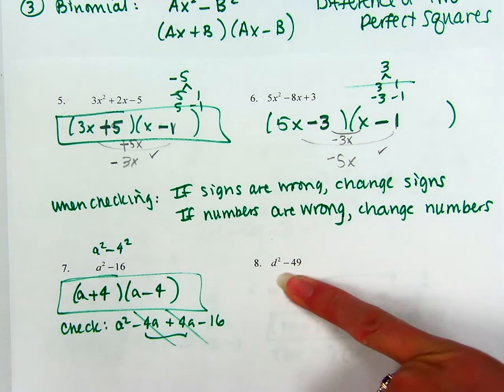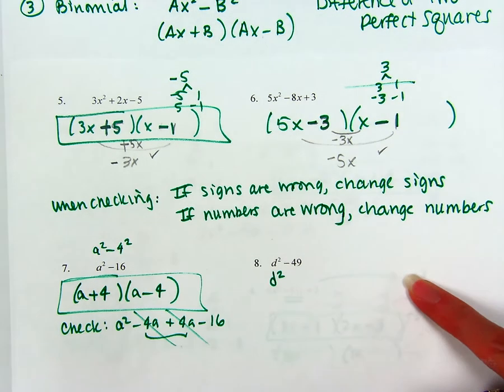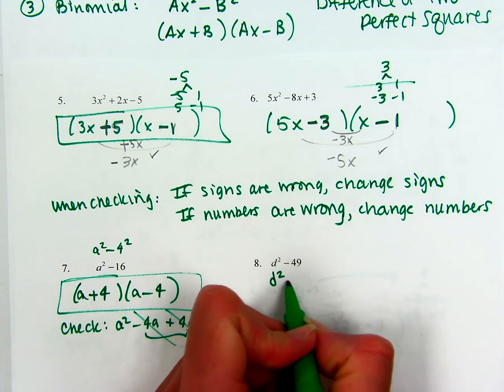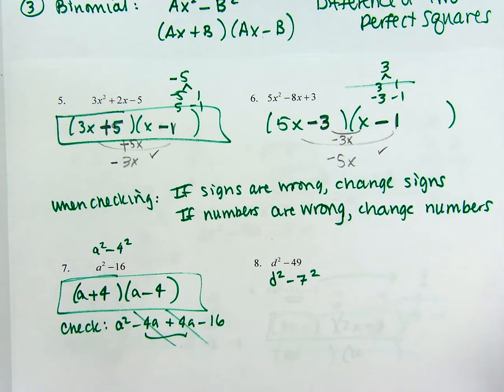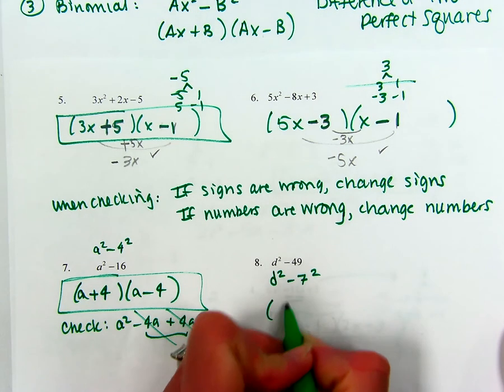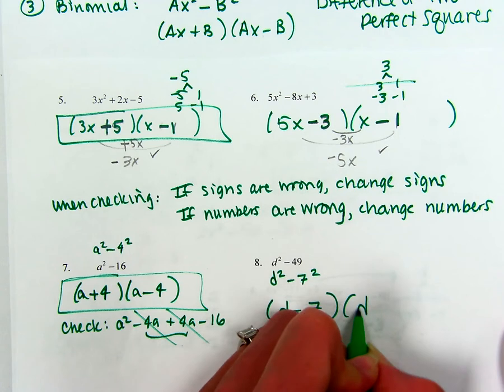All right, so what's being squared here? Well, d times d gives me d squared. 7 times 7 gives me 49, so that must be 7 squared. So this tells me that it should be d minus 7 and d plus 7.